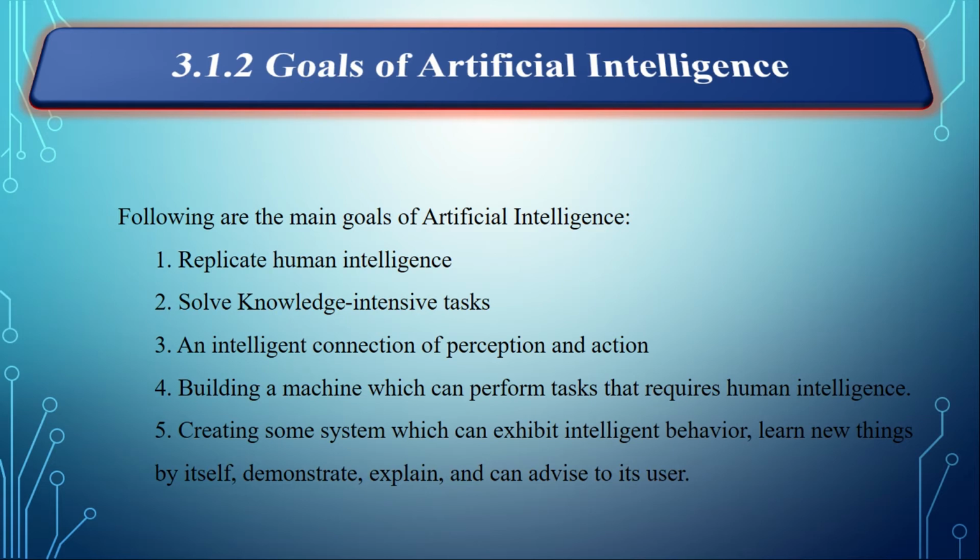What is the goal of artificial intelligence? The following are the main goals of artificial intelligence. Replicate human intelligence is the first one. The second one is solving knowledge intensive tasks. The third one is an intelligent connection of perception and action. Building a machine which can perform tasks that require human intelligence.